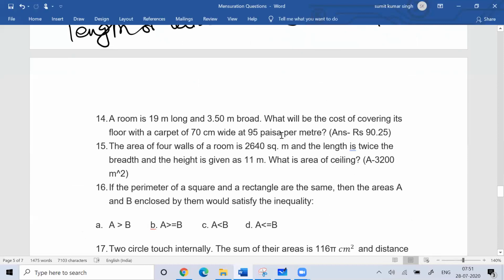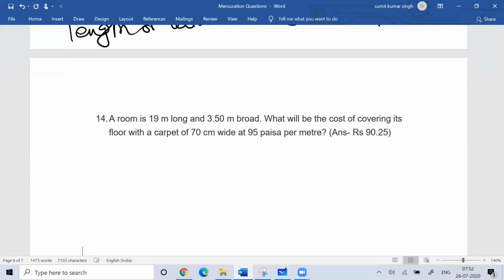Now question number 14 you can see. A room is 90 meter long and 3.5 meter broad. What will be the cost of covering its floor with carpet 70 centimeter wide, when you are paying 95 paisa per meter?